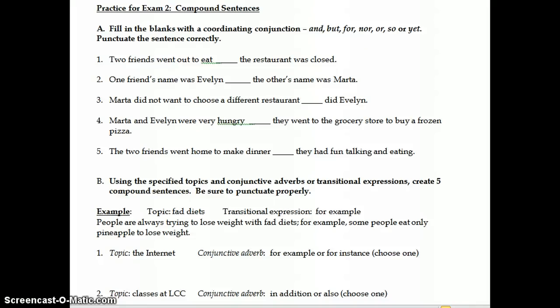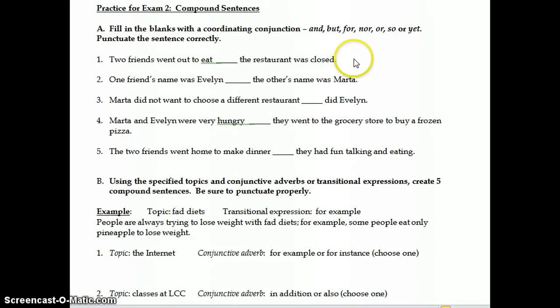Hi, in this video we're going to take a look at different types of compound sentences. We're going to review some examples of compound sentences with coordinate conjunctions as well as compound sentences with conjunctive adverbs. So we're going to look at some sample sentences.